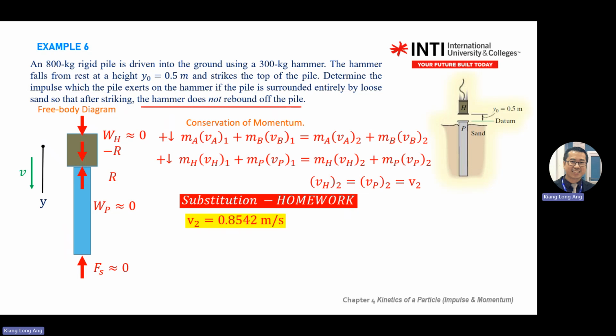So the velocity is the same. So you only have one unknown.